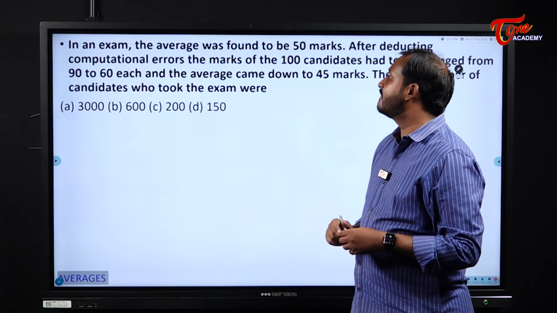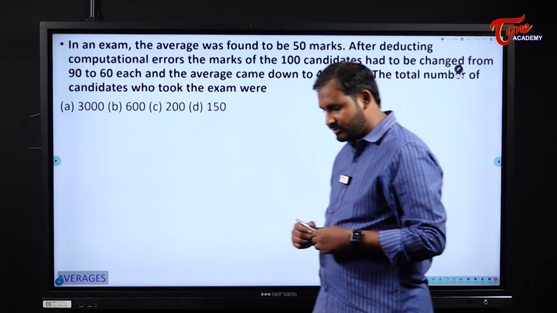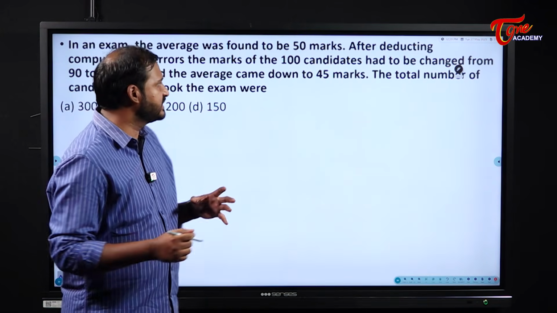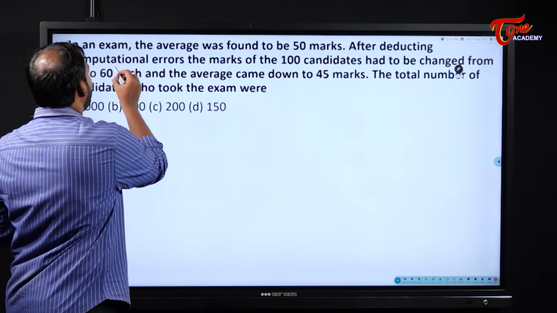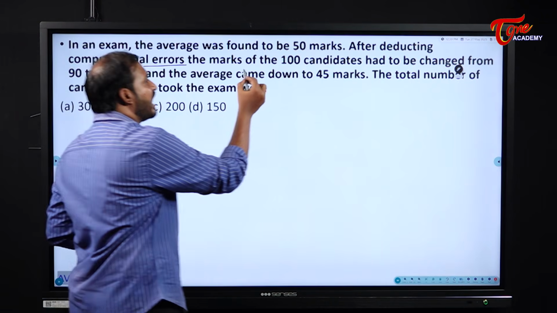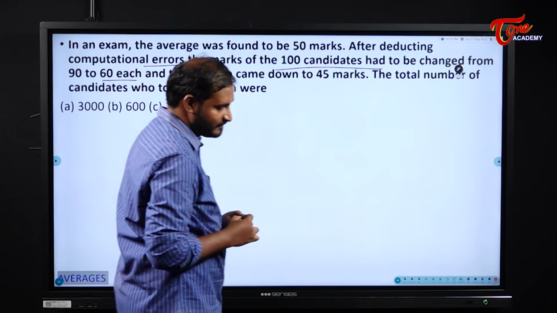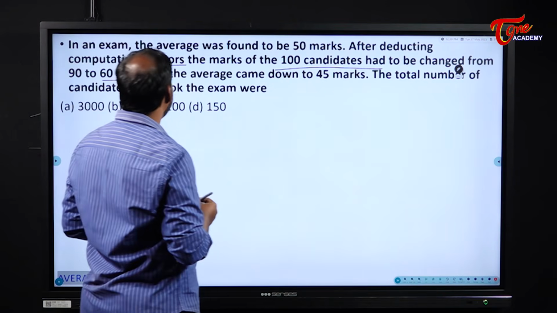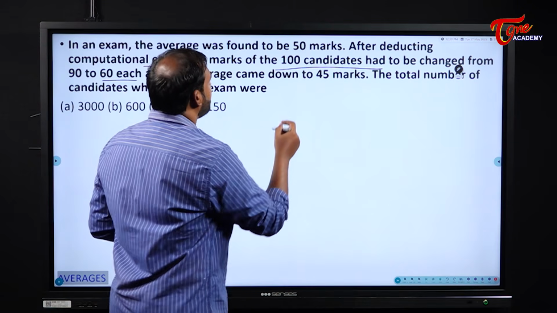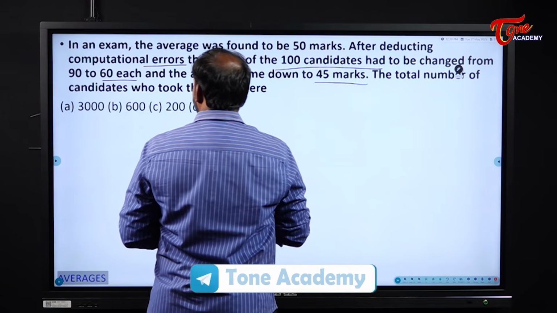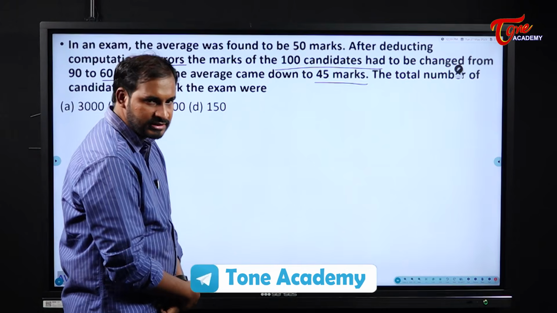In an exam, the average was found to be 50 marks. Okay, the average of that examination is 50 marks. After detecting computational errors, the marks of the 100 candidates had to be changed from 90 to 60. Okay, and the average came down to 45 marks. The total number of candidates who took the examination was?